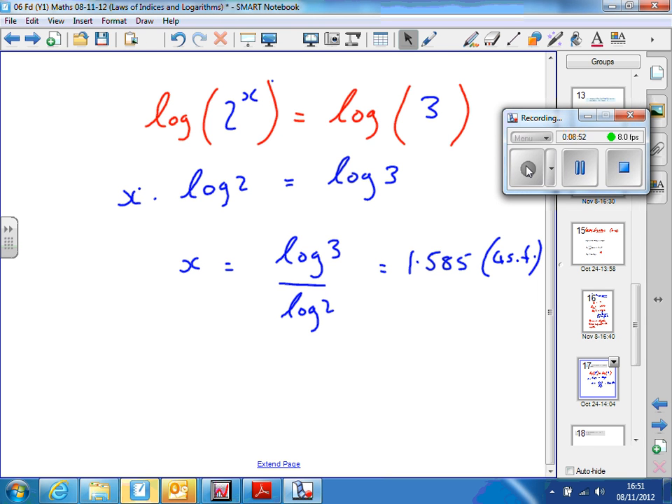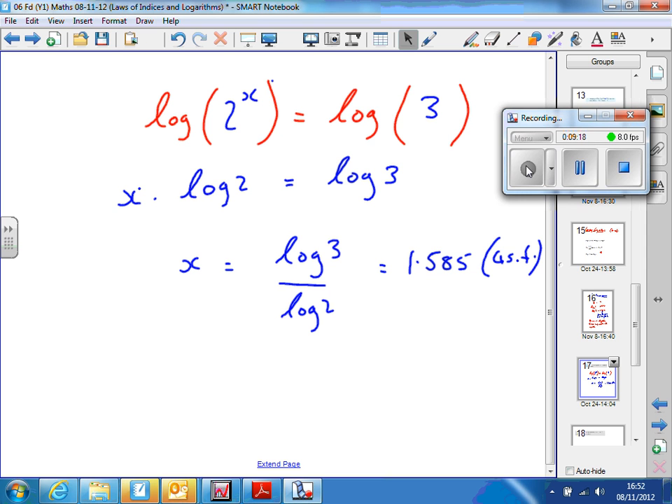It's worth holding on to a few significant figures because remember these are powers of 10, so a small change in the power makes a big difference to the number because it's a power. So hang on to some significance if you need to write it down, hold 4 or 5 significant figures. So x equals 1.585.